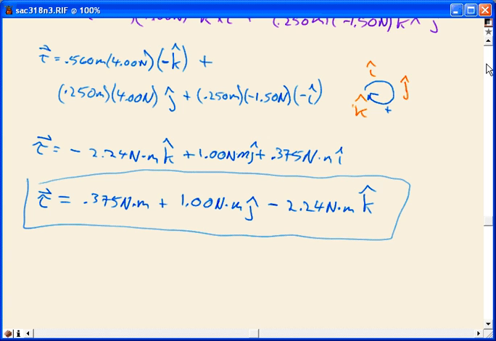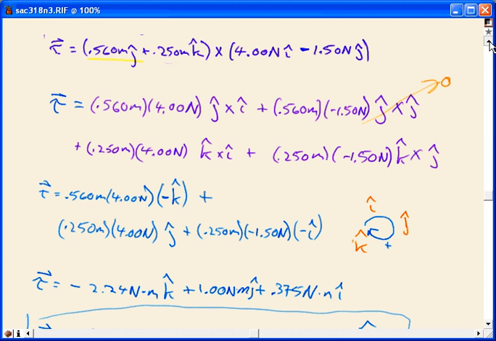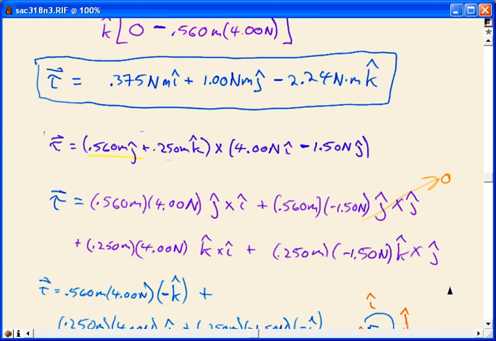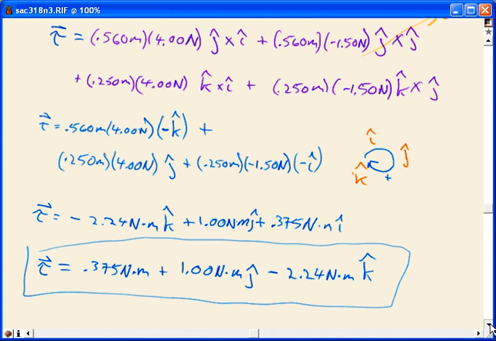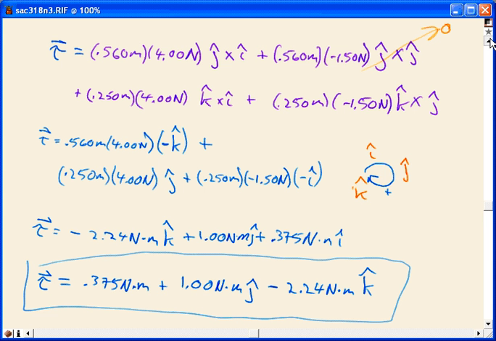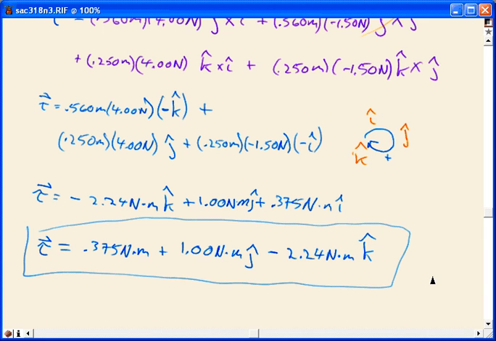Let's see how that compares with the last time we found what tau was. 0.375 and 1, and then minus 2.24, all newton meters. So we get the same answers we got the other way, as we have to if we did it correctly both times. All right, that's a wrap for SAC 318 problem number 3.